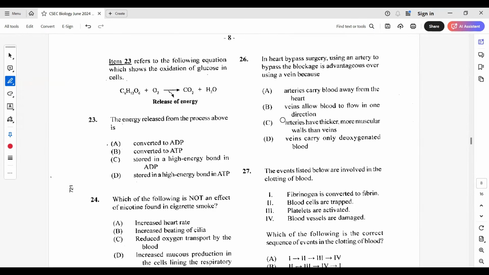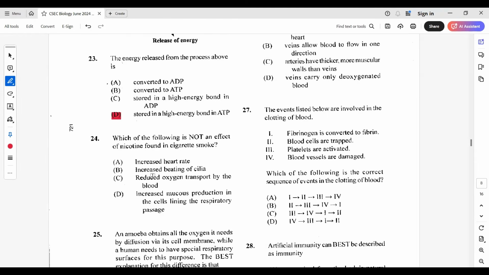Item 23 refers to the following equation, which shows the oxidation of glucose in cells. And we have this very familiar respiratory equation. The energy released from the process above is, read these carefully and make sure you pick the right one. Converted to ADP, no. Converted to ATP, yeah. Stored in high energy bonds in ADP. Nope. Stored in high energy bonds in ATP, even better than B, right? So D, 23 is D.